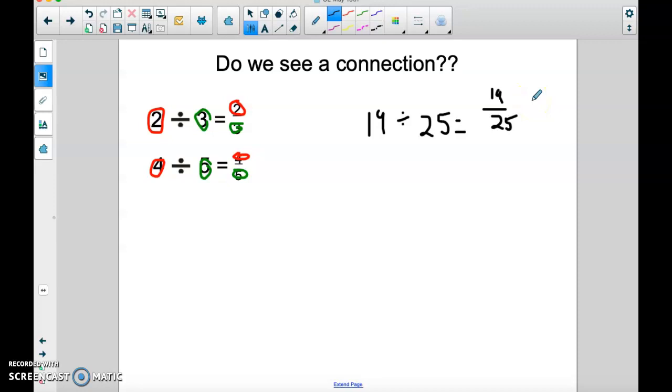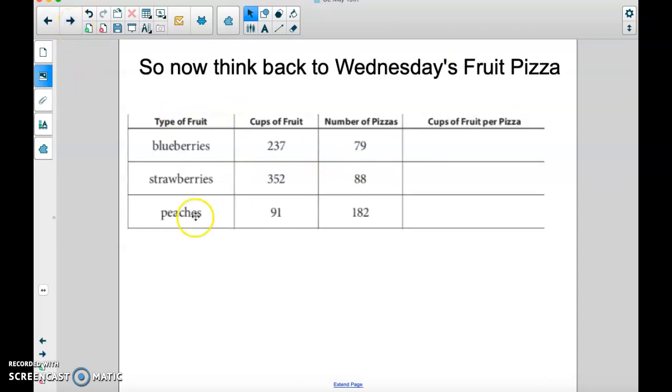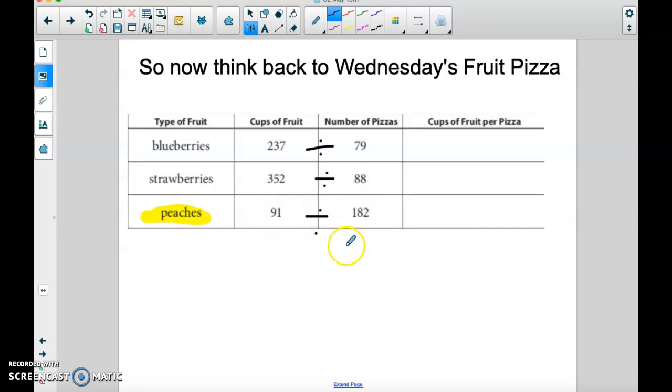Now, I wanted to talk about this because it was something I forgot to share with you guys yesterday. But from Wednesday, think way back to Wednesday on our fruit salad, right? I would probably say, I don't know, 80% of you got jammed up with peaches. Okay. So I want to talk about that. We talked about blueberries, let's start with, right? We went 237 divided by 79. Strawberries, 352 divided by 88. Peaches, 91 should be 91 divided by 182.